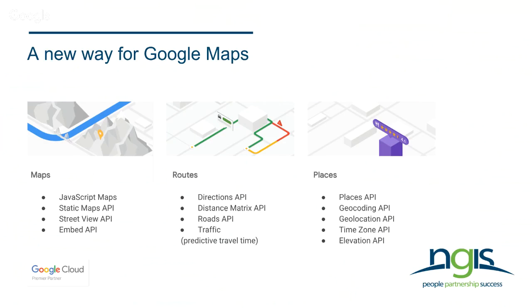There are going to be 3 buckets in the new world of APIs, and they're all priced differently. We'll go into that later, but just so you know how it's organized, you will recognize the same APIs you see below. The functionality is not changing at the moment, and they're being organized into 3 buckets: maps, routes, and places.